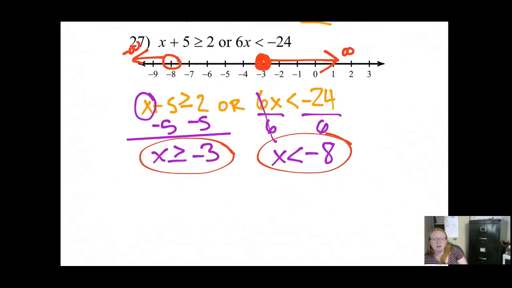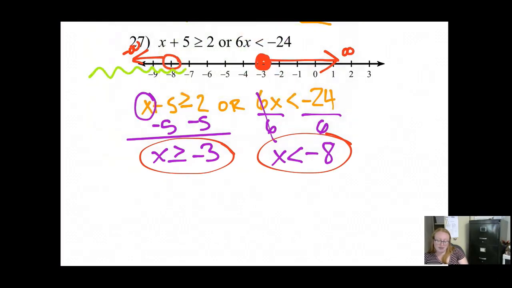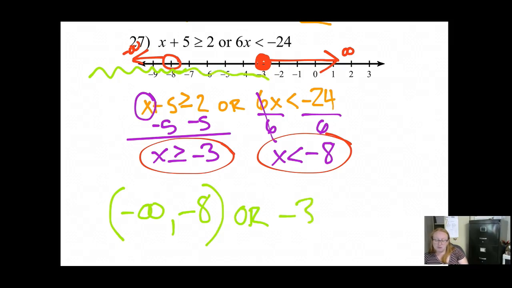I'm looking to do interval notation now. As I come from left to right, I hit negative infinity first. Then I hit negative 8. My negative infinity gets parentheses because it always gets parentheses. My negative 8 gets parentheses because it's open. I write the word or. As I go from left to right, I see negative 3 first. Then I see infinity. Negative 3 gets a bracket because it has an equal sign or because it's colored in. It's a closed dot. And infinity gets a parenthesis because it always gets a parenthesis.